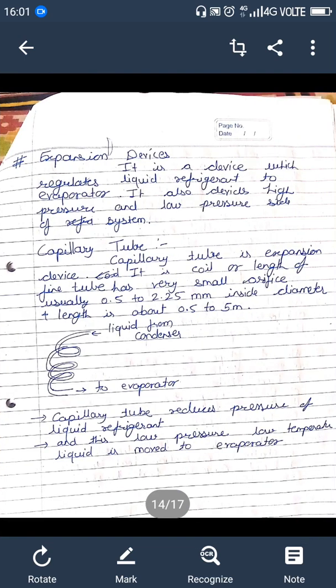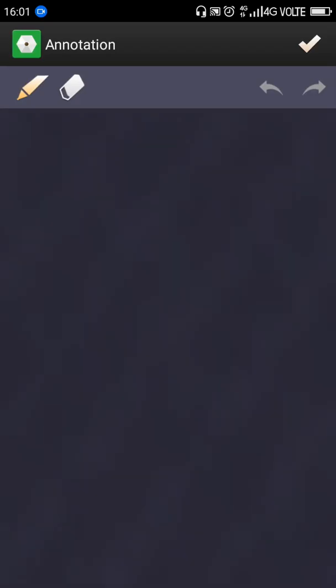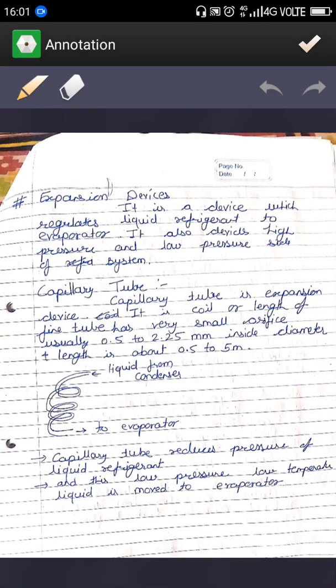The topic of today is expansion device. Just focus on your screen. What is expansion device? Where is it working? Expansion device works between the condenser and evaporator. Expansion device separates the system into a high pressure system and a low pressure system. You can see one side of the expansion valve is high pressure, another side is low pressure.